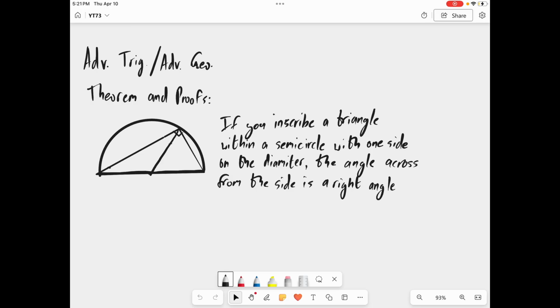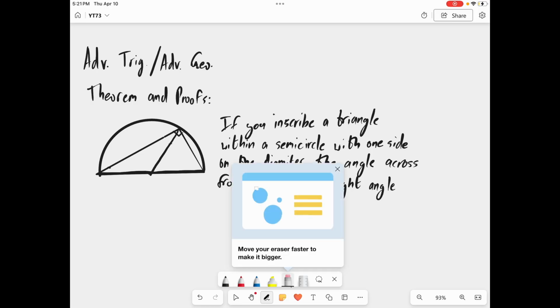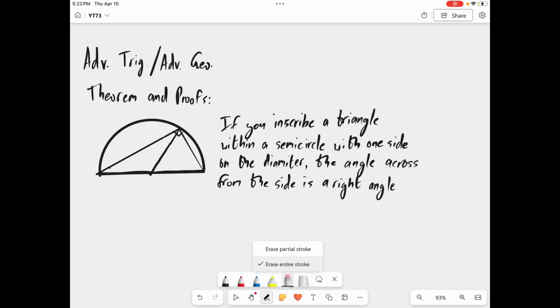Now, Thales' theorem says if you inscribe a triangle within a semicircle with one side on the diameter, the angle across from the side is a right angle. What this means is, first we're inscribing a triangle within a semicircle, and then we have to make sure one side is on the diameter. The angle, which is across from the diameter, is a right angle or 90 degrees. So let's move on to actually proving this.